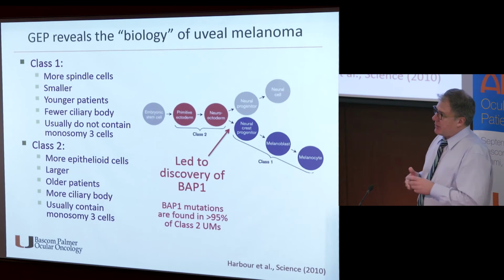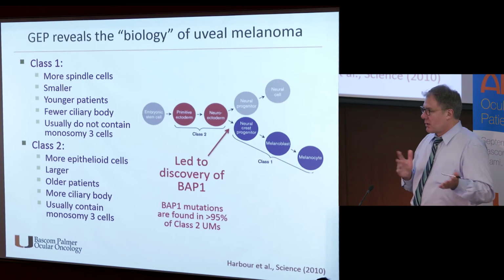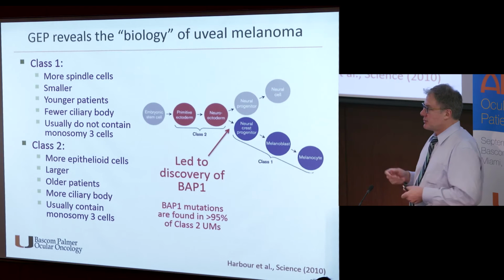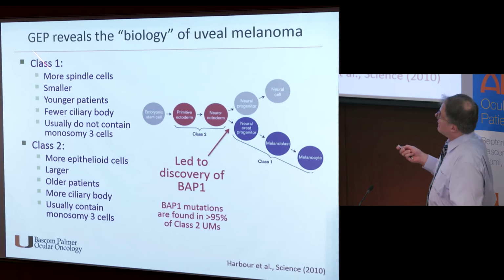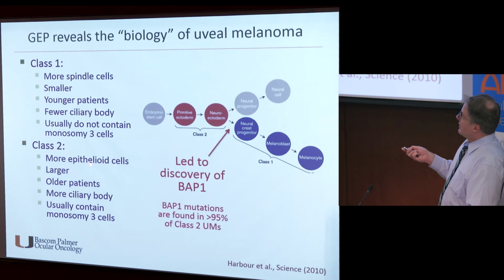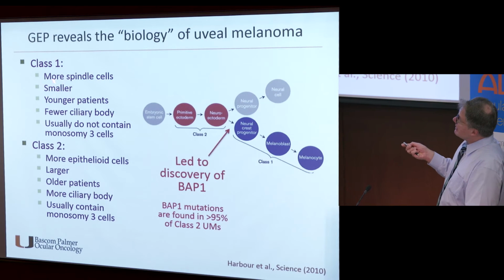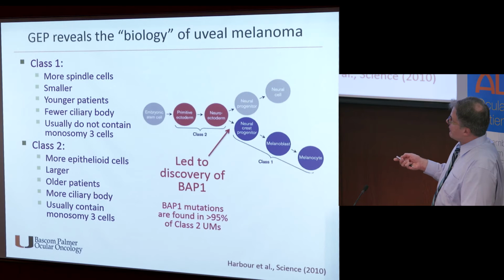But beyond that, what gene expression profiling has helped us to do that you can't really learn from chromosomes or from how big the tumor is, we're learning about the quote-unquote biology of uveal melanoma. It turns out that most of these risk factors that we knew about line up with the class 1, class 2. Class 1s tend to be smaller, they tend to be younger patients, they less often involve the ciliary body, they usually are not monosomy 3, and then the opposite for the class 2s. However, this is just much more precise than trying to add up all these other risk factors.